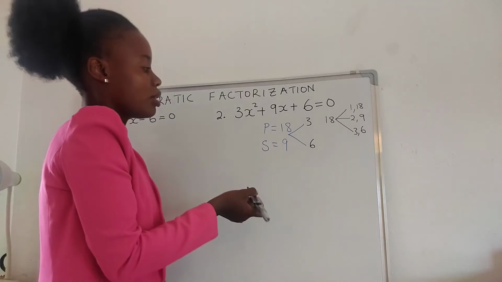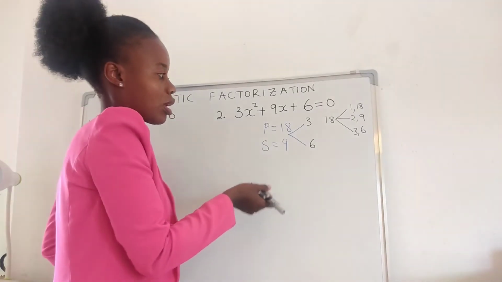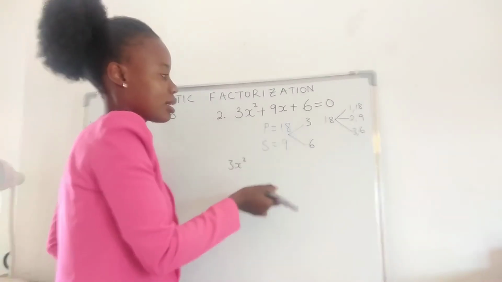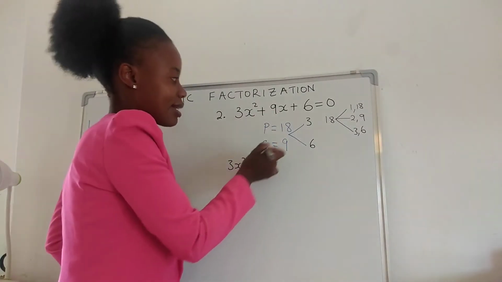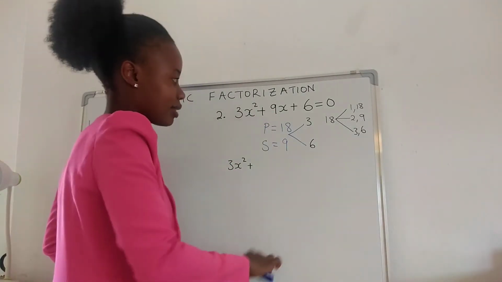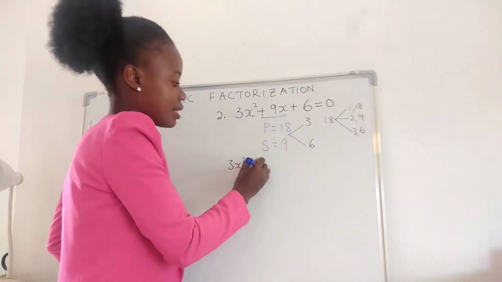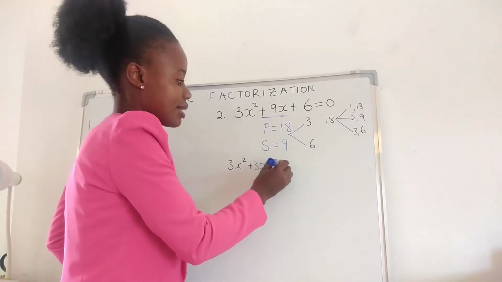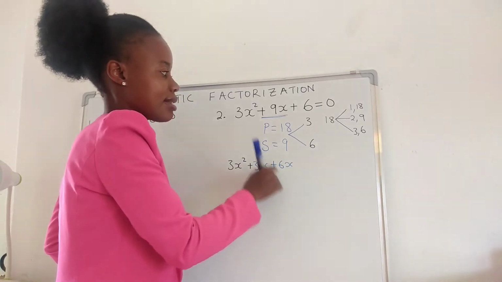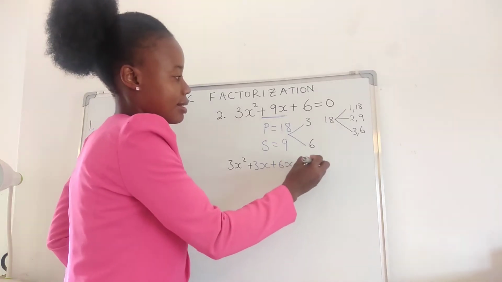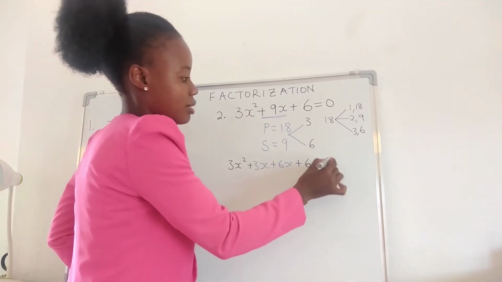Okay, so we're going to have 3x squared plus, instead of writing positive 9x, we're going to write 3x plus 6x. This is 9x, okay? Plus 6 equals 0.